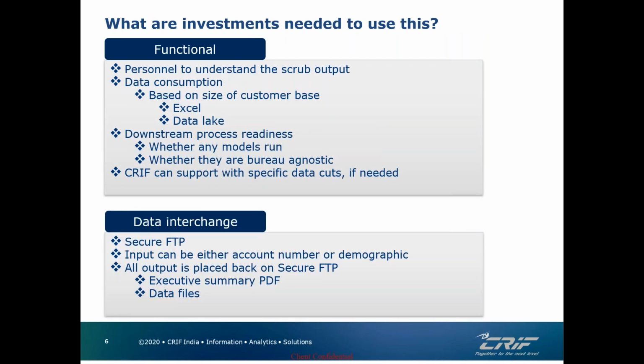So what are the investments that you need to do as a lender to use this? The first investment is that you must identify people in your organization to understand the output. And why do I say you need to understand the output? Because the output contains an executive summary which is in the form of PDF. The output contains a data file which needs to be read and segmented.